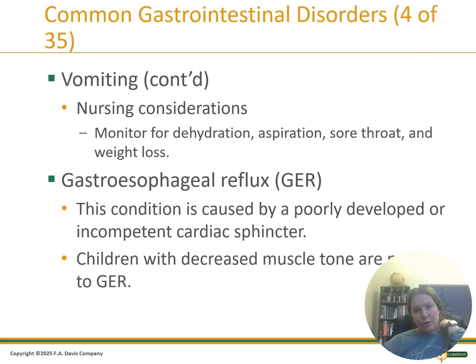So moving to gastroesophageal reflux, this is going to be a condition that's caused by a poorly developed or incompetent cardiac sphincter. Another name for the cardiac sphincter is the lower esophageal sphincter. So with that decreased muscle tone, they're going to be at an increased risk for this reflux, just because it's allowing those gastric contents to flow back up into the esophagus, and that can also contribute to ongoing vomiting and feeding difficulties.